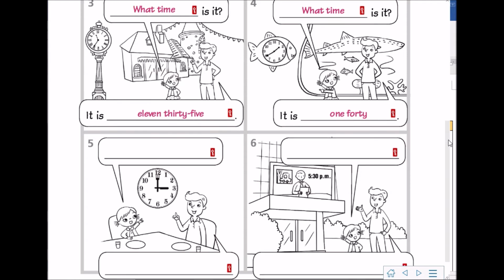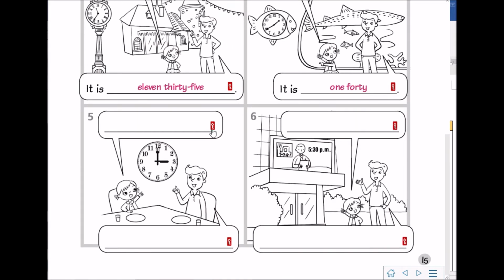Number 5, what time is it? It is 3 o'clock. What time is it? Number 6, so you can see 5:30. You can say it is 5:30 or it is half past 5. Both are correct.